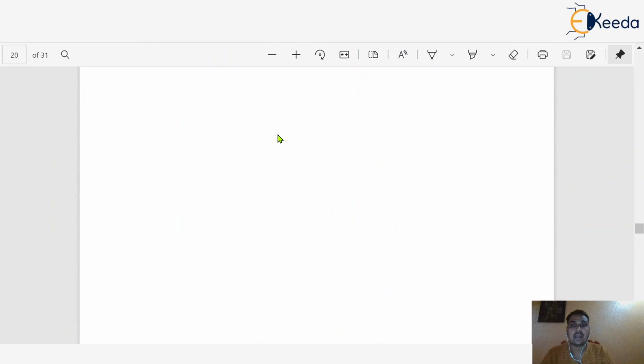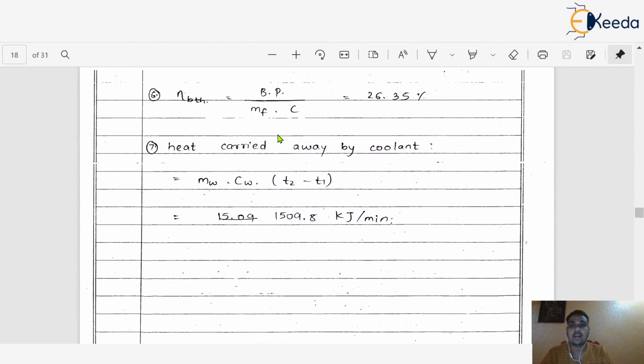Similarly, in the earlier problem also, where we had to calculate the heat carried away by coolant, as we already discussed, the specific heat of water is not given. That time we have to consider the standard value, 4.18 kilojoule per kg degree Kelvin, and accordingly put the given values, and then the answer would be 1509.8 kilojoule per minute, or sometimes it would be 1504.8 kilojoule per minute. So please do the calculations at your home.